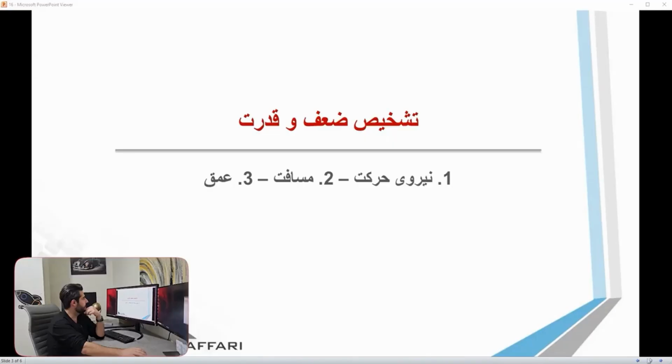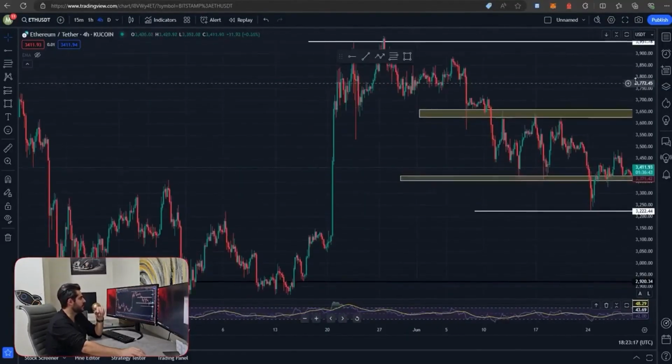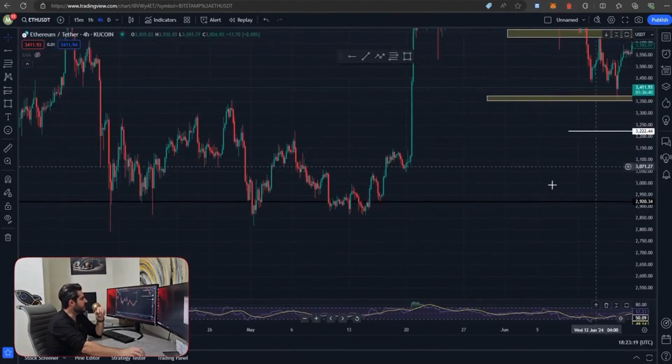On the other hand, if the distance of each step compared to the distance of the previous step becomes less than before each time, again, it could indicate that the buyers' power is gradually decreasing in this uptrend. Let's go to the chart. Let me give a brief explanation about distance and depth, although I'm going to talk about them more thoroughly later on. Look, I have an uptrend here.